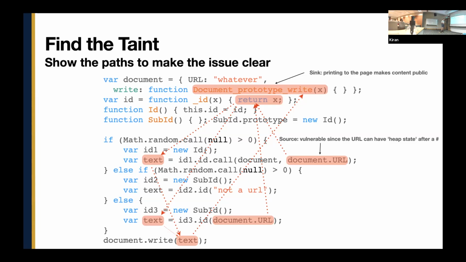So these red lines essentially represent data flows. Document.url, here we go. It goes over to return because id.call passes an argument with this to id1.id, which is this guy, which is this guy. So then there's data flow there. That's just one, and then return. It returns back to text because that's where the return value gets assigned. That's what two of those are, and they're all like that.